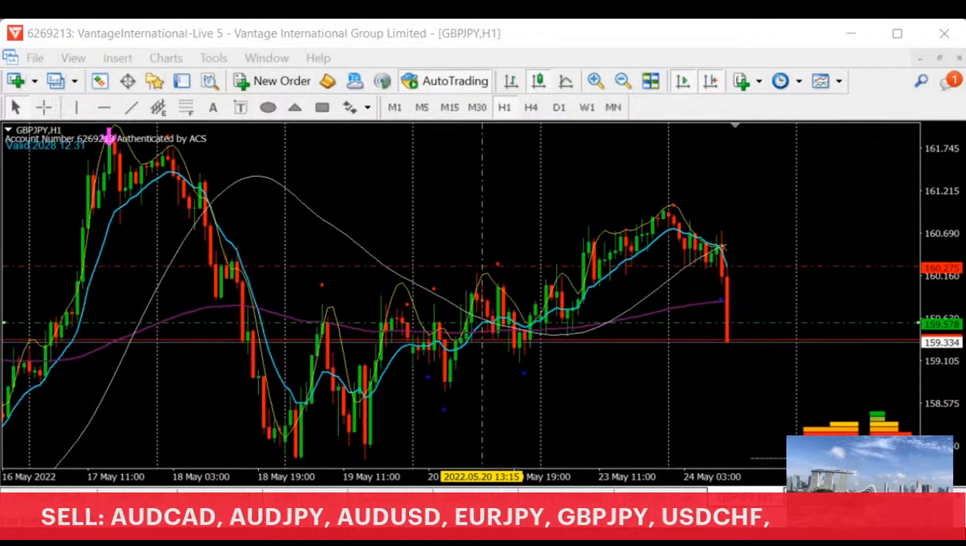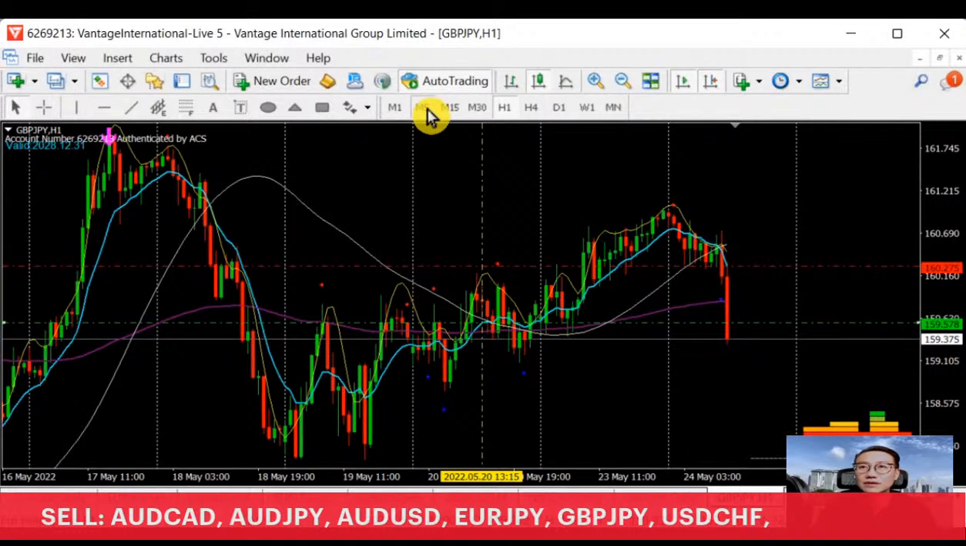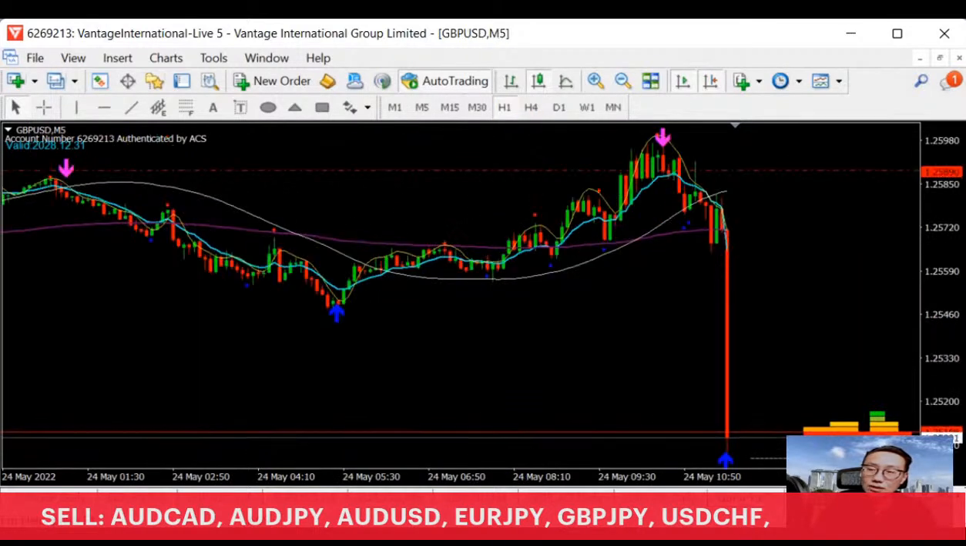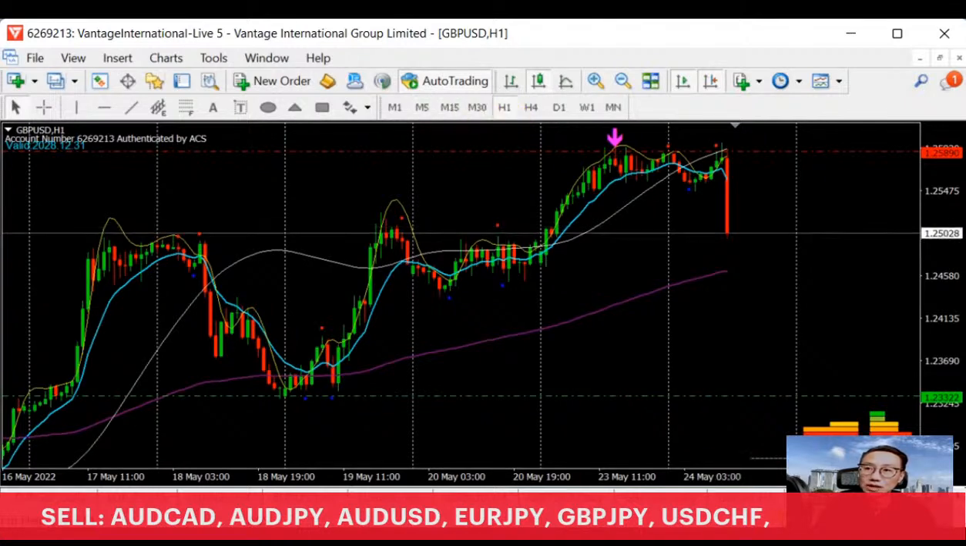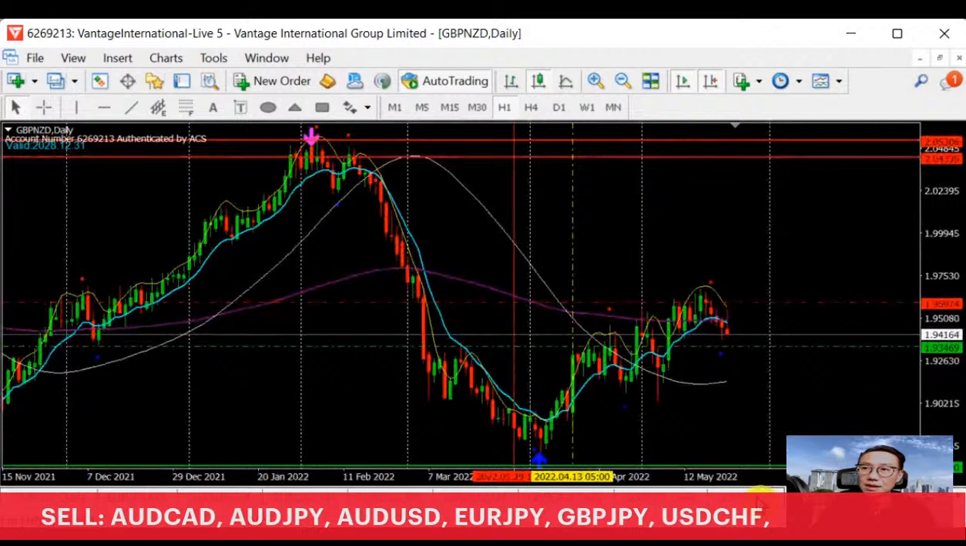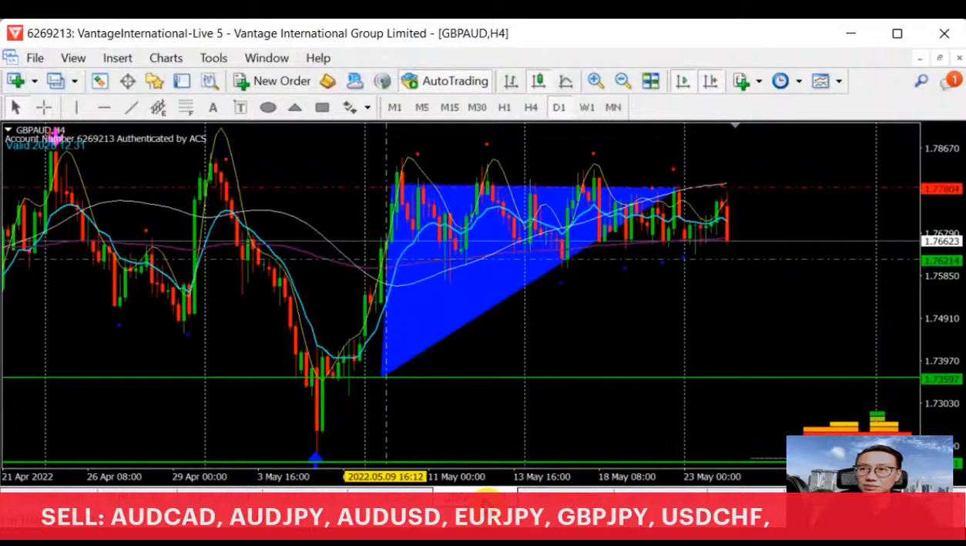Okay, so this is how I grab the profits. Pound yen is still selling strongly. Pound dollar is also selling now, and is still on the way. Pound kiwi not much. Pound franc is selling through into the bull zone. Pound cad is also on the way.